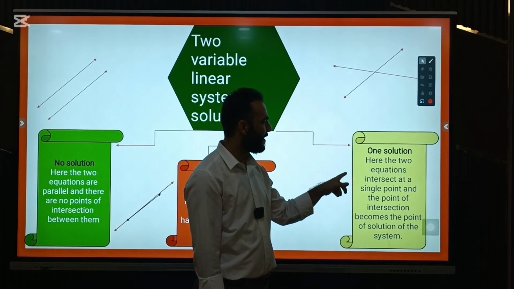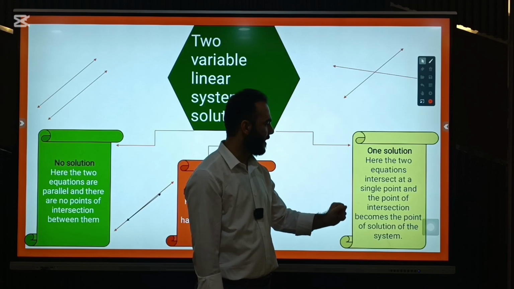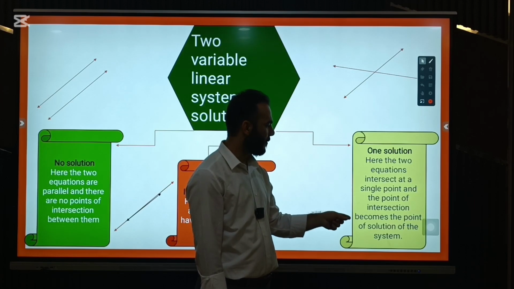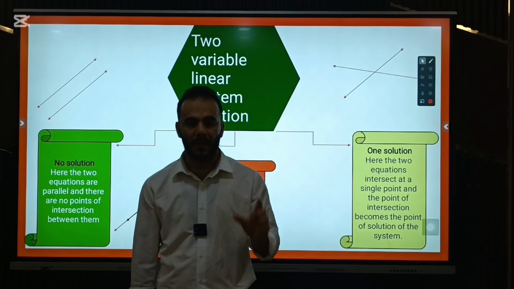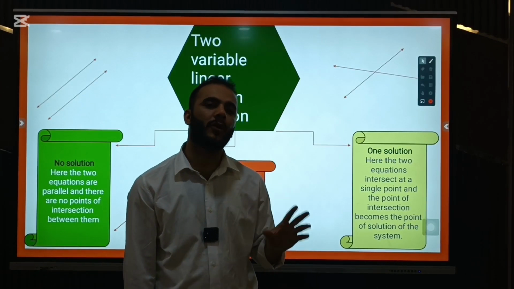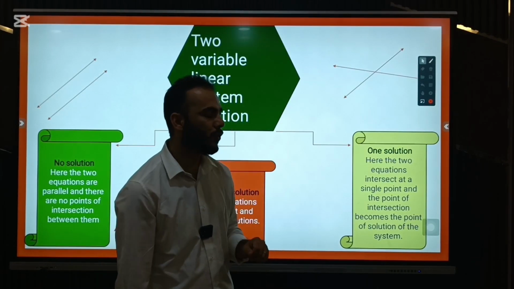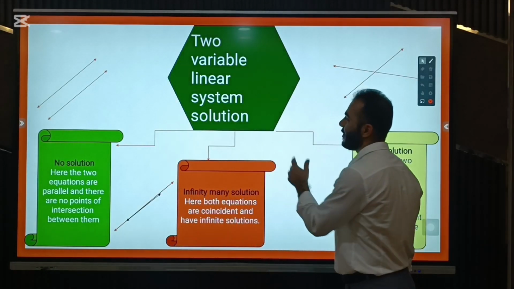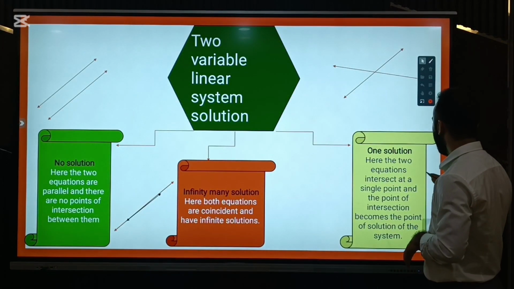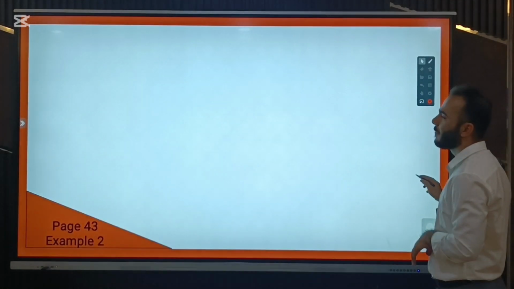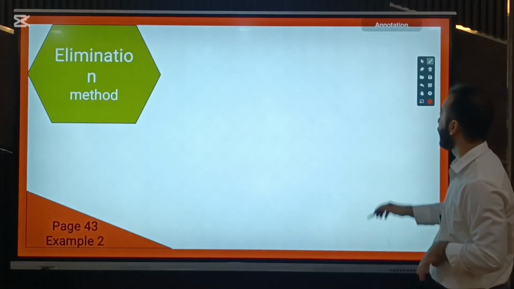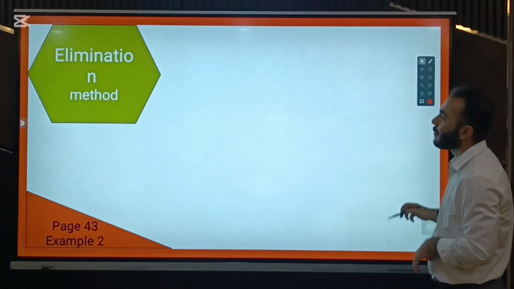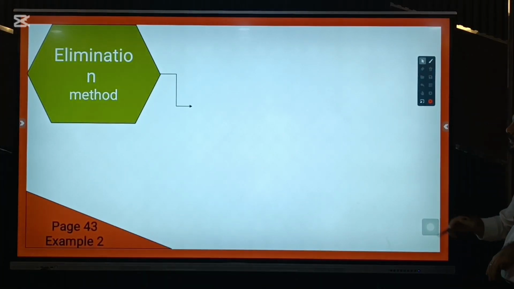The two equations intersect at a single point, and the point of intersection becomes the point of solution of the system. As I already mentioned, the point that we got was the point of intersection between those two equations. That is the story of the number of solutions that we can have for a system of linear equations. Okay, let's come to the next method, which is the elimination method.